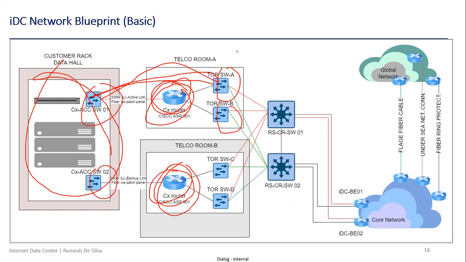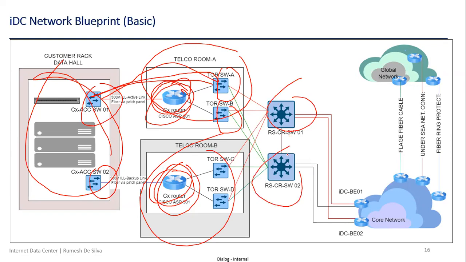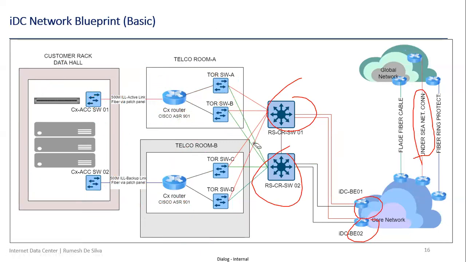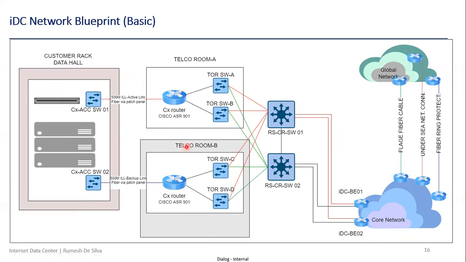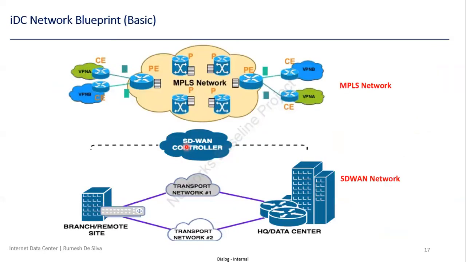Both telco rooms are connected to the core switches, and the core switches are connected to the business edge or provider edges, and traffic goes outside via the undersea network connectivity. So I have explained how the customer's physical server is going to be connected to the network inside. Right? I guess the next topic is software defined WAN.